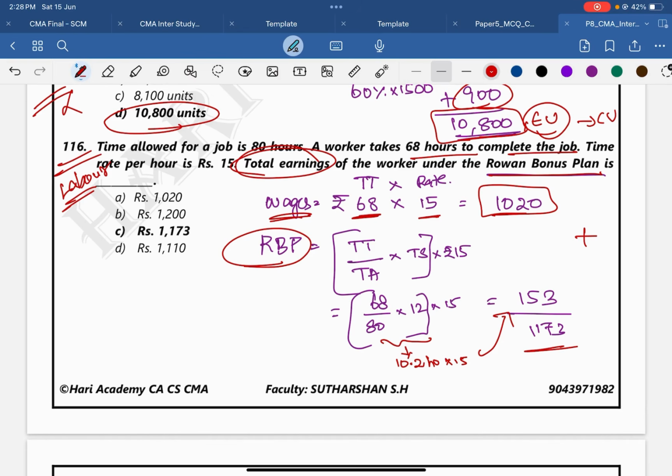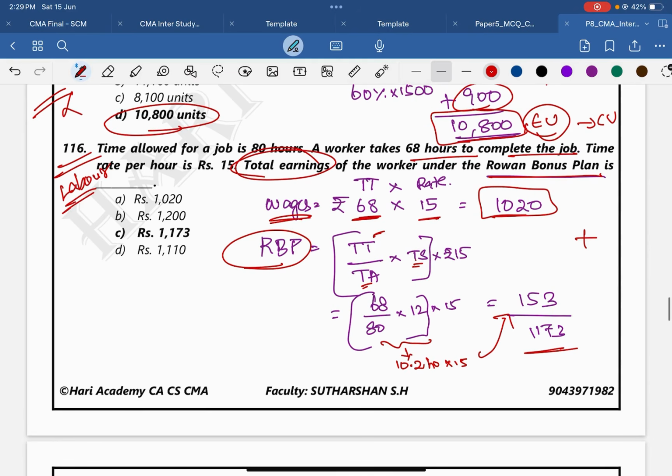What is the Rowan bonus plan or Rowan premium plan? That is TT by TA into TS. What is TT? TT is time taken. TA is time allowed. TS is time saved. The time saved formula is equal to time allowed minus time taken. This was the formula. What is the time allowed? 80 minus 68, the time taken. You will get 12 over here.